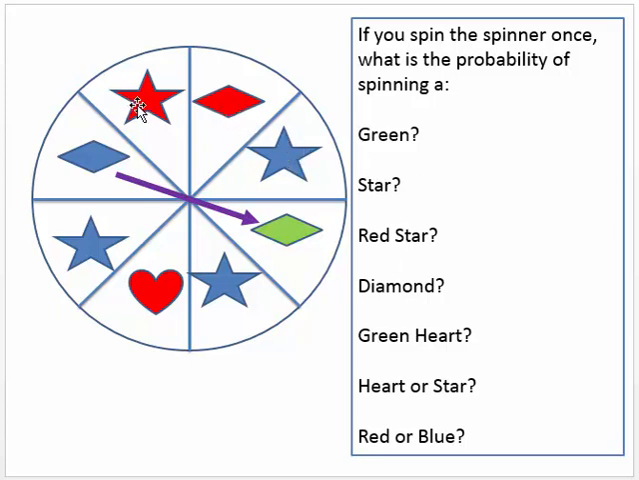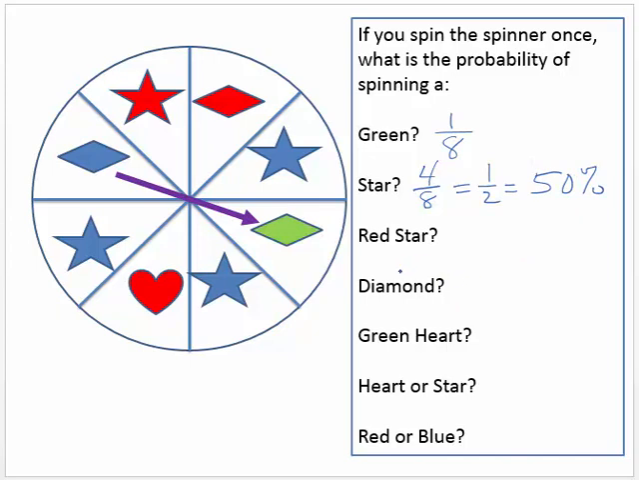Well, notice there are 8 sectors on this spinner, and only one of them is green. So the desired outcome is 1, the total outcomes is 8, so the answer is 1/8. How about a star? There's 1, 2, 3, 4 stars, so 4 out of 8, or 1/2. Or like I said, we could change these to percent, would be the probability of spinning a star.